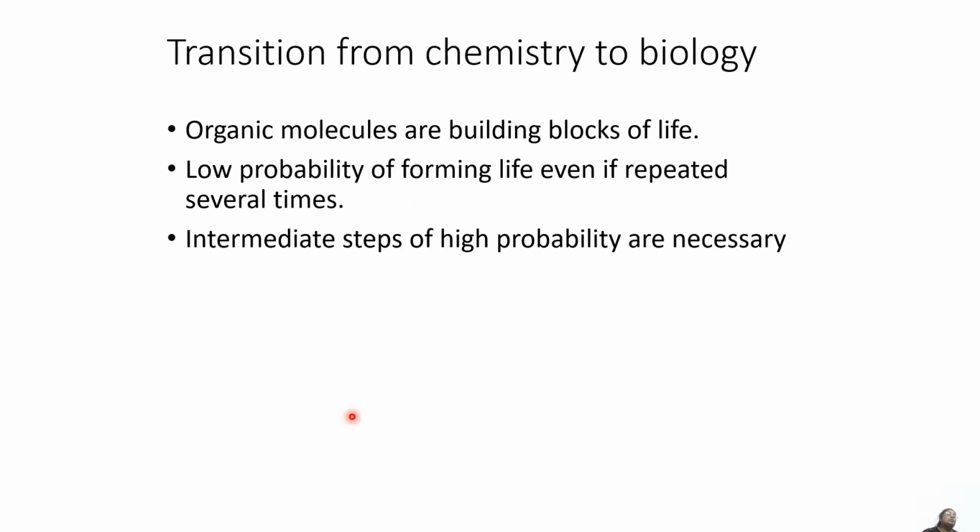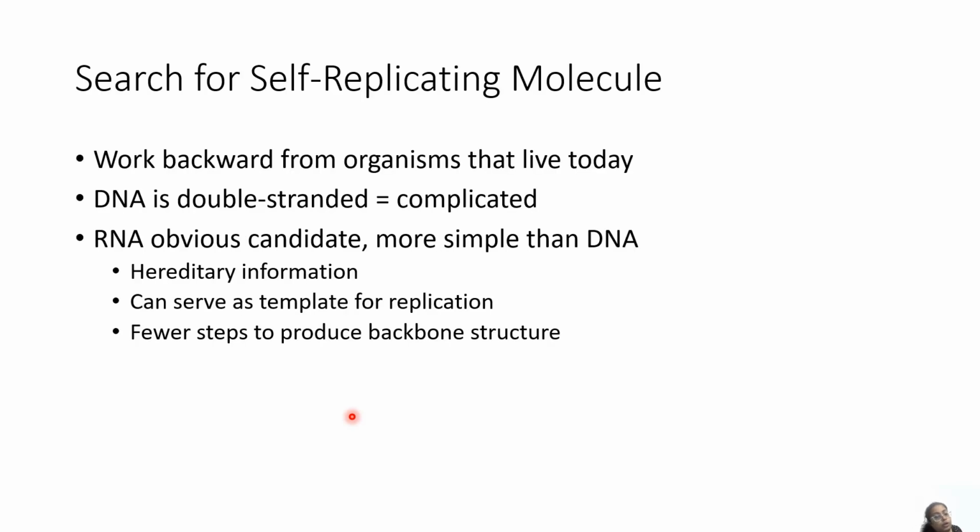So we'll talk about the transition from chemistry to biology. Now, organic molecules are the building blocks of life. There's a low probability of forming life even if repeated several times, and intermediate steps of high probability are necessary. Now, what is the search for a self-replicating molecule? They walk backward from organisms that live today.